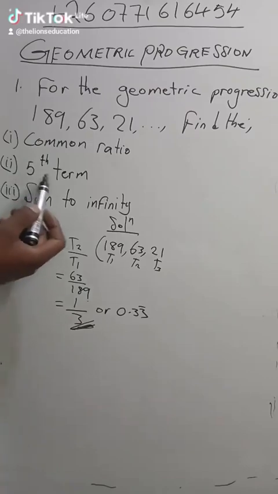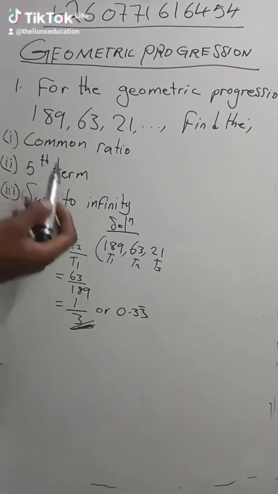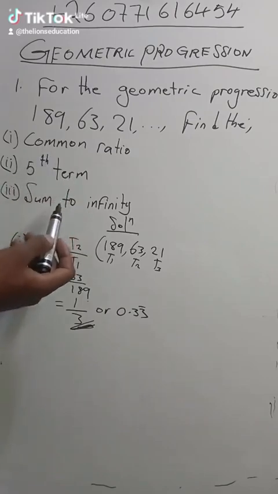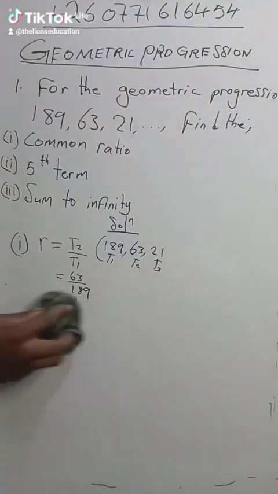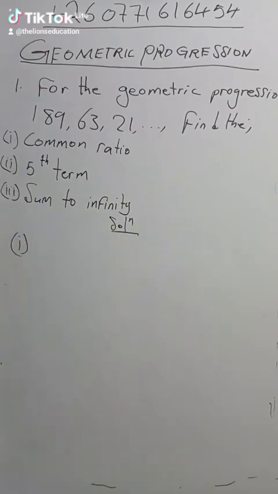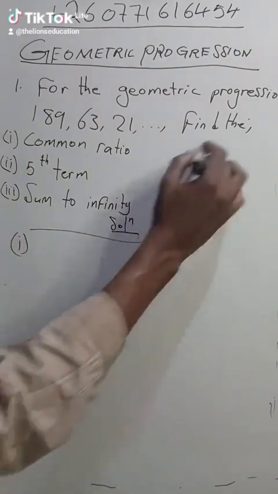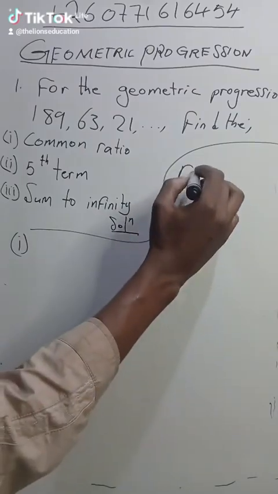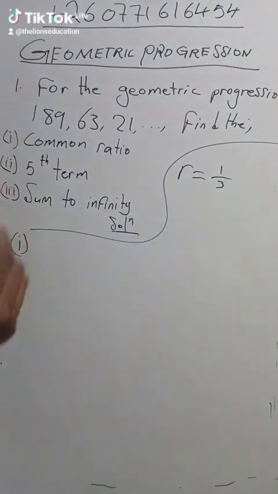Now, question number 2 is telling us to find the fifth term. How do we find the fifth term? We're going to use the formula. Let me remove this here, and let me write this part. R is equal to 1 over 3. Don't forget 1 over 3.